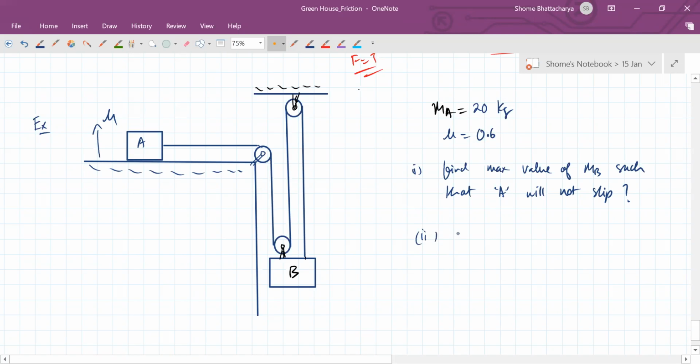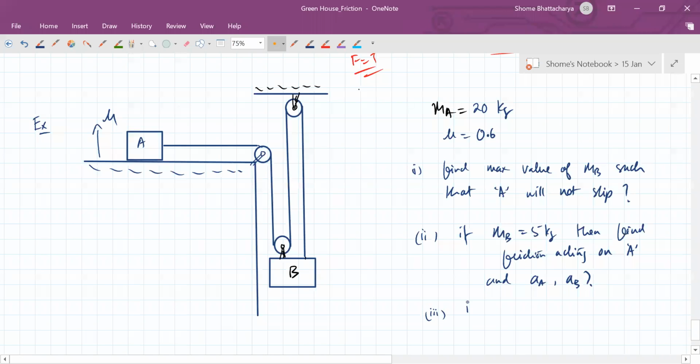Okay. Second, if mass of B is equal to 5 kilograms, then find the friction acting on A and acceleration of A and acceleration of B. So again, find friction. And their accelerations. So try out this question, please, people.